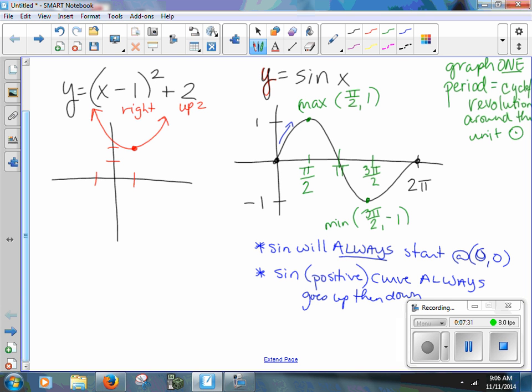Let me think if there's anything else. We'll always start at 0, 0. It will always start and end on the x-axis, okay? For the normal parent function. All right? So that's kind of the nuts and bolts of sine.